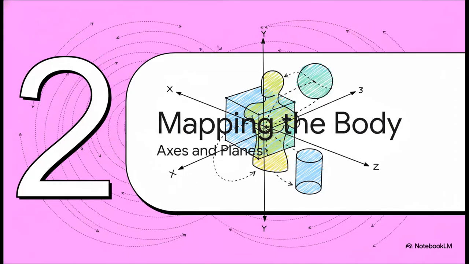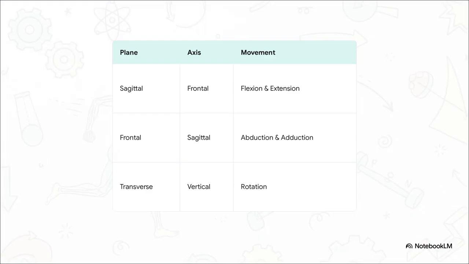Moving right along to section 2, mapping the human body. I want you to literally visualize these anatomical planes slicing right through your body at this very moment. The sagittal plane divides you into left and right sides, which is where flexion and extension movements happen. Then the frontal plane divides you into front and back halves, dictating abduction and adduction. Think doing a jumping jack. And finally, the transverse plane cuts you into top and bottom halves, which is where all of your rotational movements occur. Every single movement you make happens within one of these planes, pivoting right around its corresponding axis.